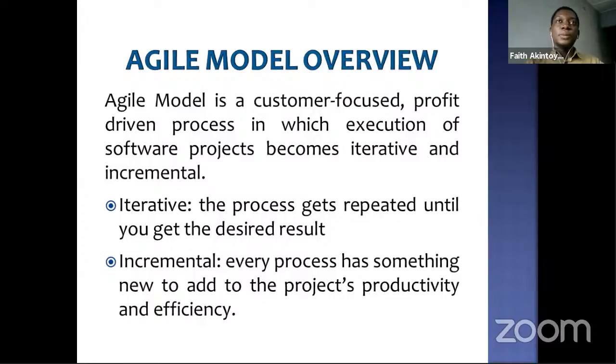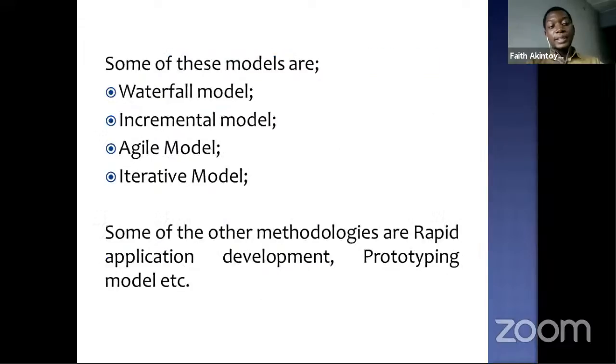One thing about the Agile model is it combines the iterative model and the incremental model of the software development lifecycle. If you check the previous slide, I highlighted that the iterative model and incremental model are part of the models used in SDLC. So when we get the methodologies used in both the incremental model and the iterative model, we get the Agile model. So let's go on.